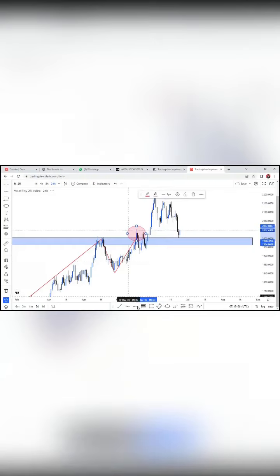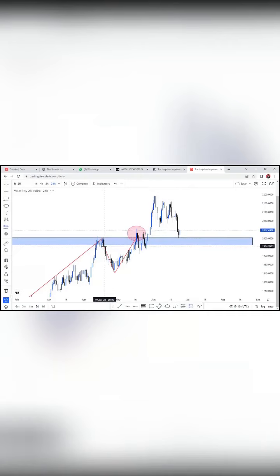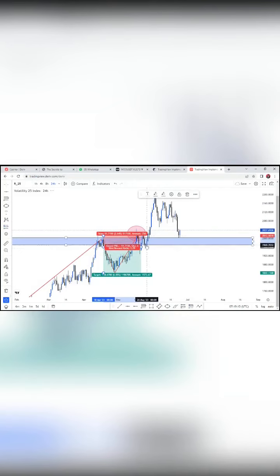Because you will be looking at your entry from here. Your entry might be here and you're placing your stop loss somewhere around here because you feel like the market will come here and reject immediately, based on aggressive traders.